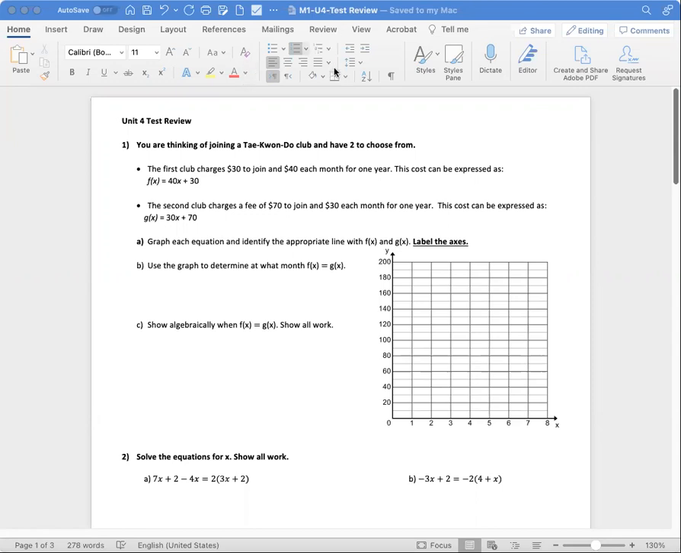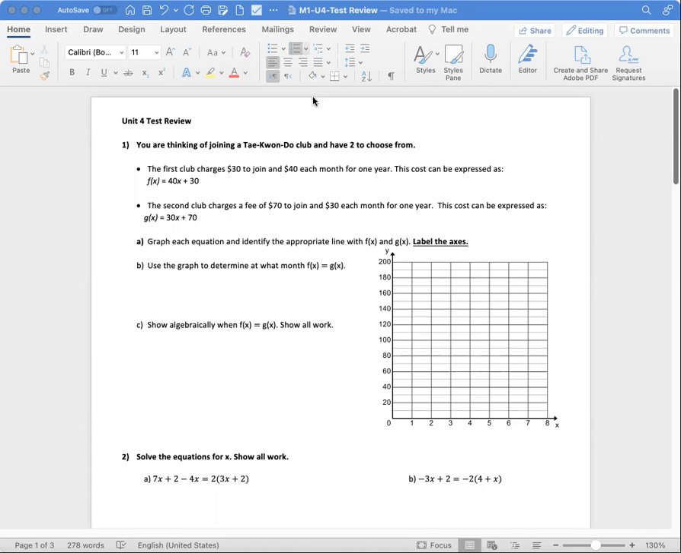For number 1, the question says you're thinking of joining a Taekwondo club and have two clubs to choose from. The first club charges $30 to join and $40 each month for 1 year. This cost can be expressed as f of x equals 40x plus 30. The second club charges a fee of $70 to join and $30 each month for 1 year. This cost can be expressed as g of x equals 30x plus 70.